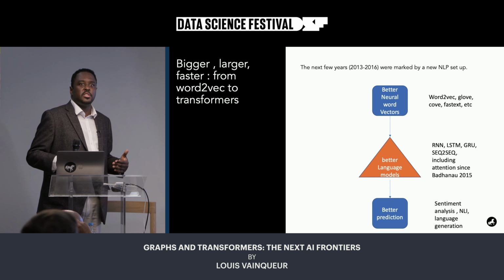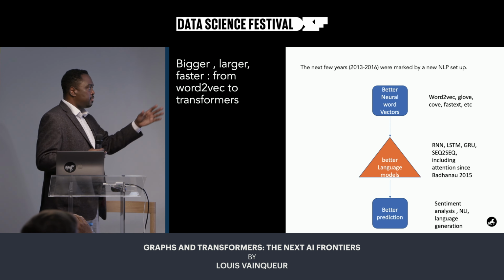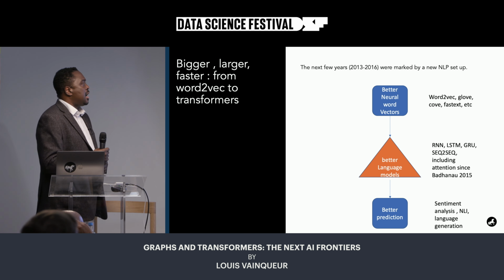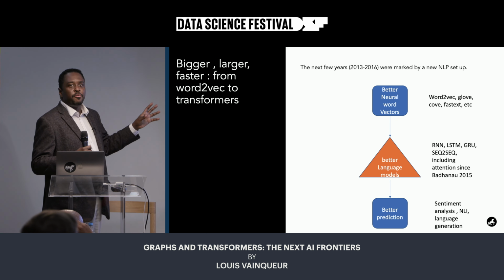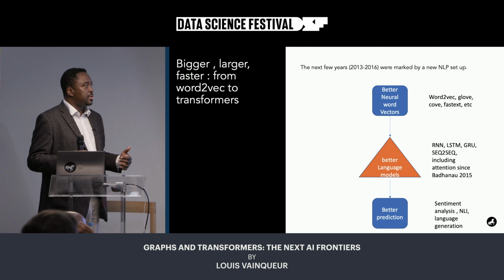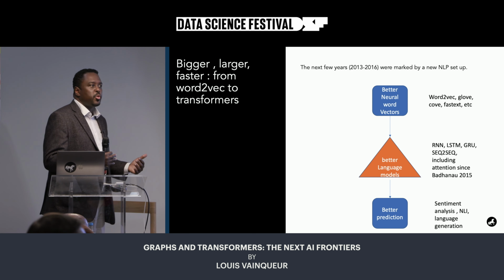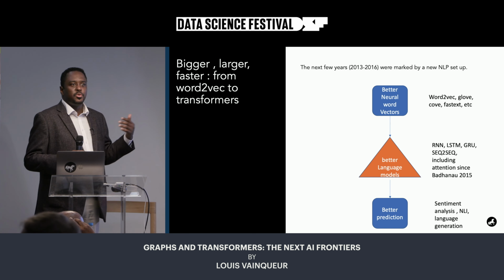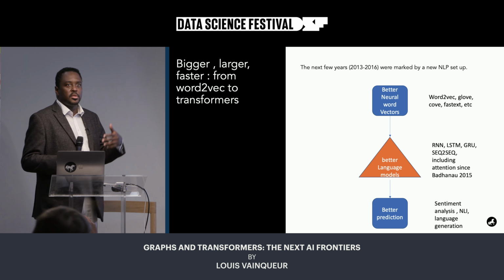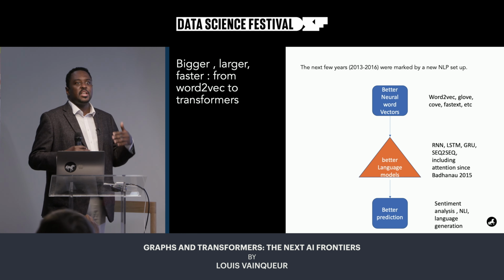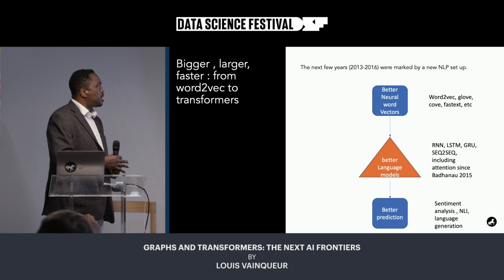With those better word vectors, they tried to create larger and better language models with different versions. Here you have RNN, LSTM, GRUs, and seq-to-seq. All of those are basically types of models that you can use for your language models. And then with those better word vectors and better language models, they could do better prediction. That's when things like sentiment analysis started converging toward really better results, but also named entity recognition, which was a big issue and a big field of research. All of this started getting better and better around 2016.